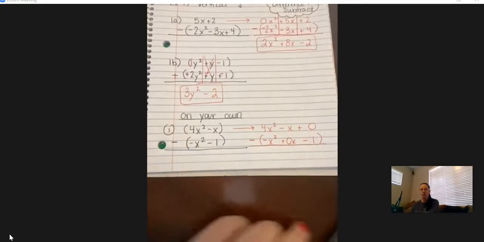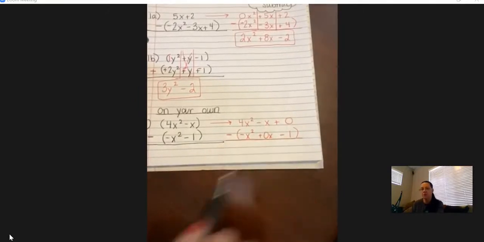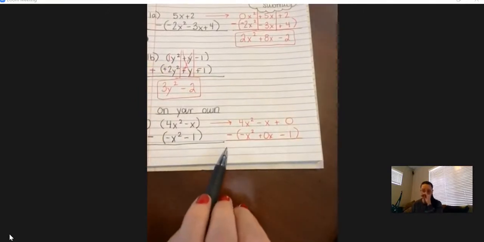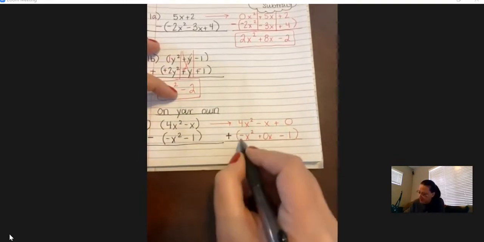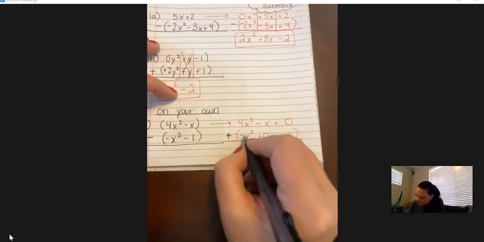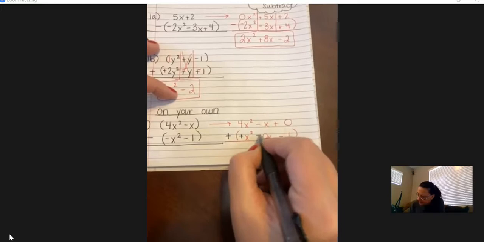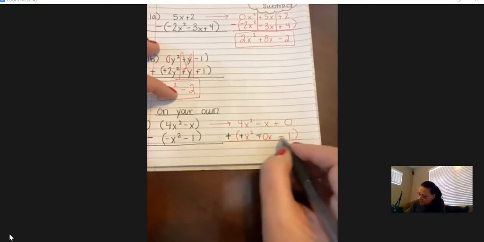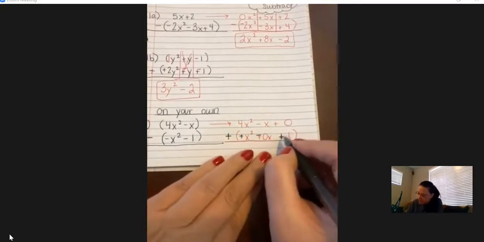Okay, I'm also going to change subtraction to addition, and then I have to flip all the symbols, because subtracting is the same as adding the opposite. So I'm going to change the subtraction to addition. And now I'm going to do the opposite on all of this. Instead of a minus x, it's going to be a positive x. Instead of this being a positive, it's a minus. Instead of this being a minus, it's going to be a positive. So I just flipped all the symbols.